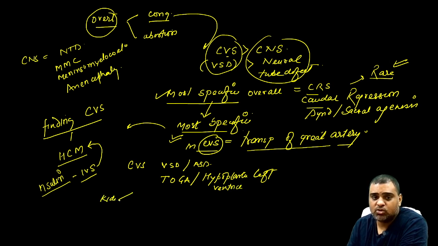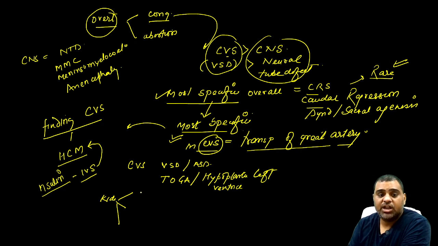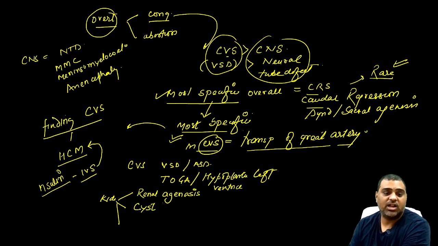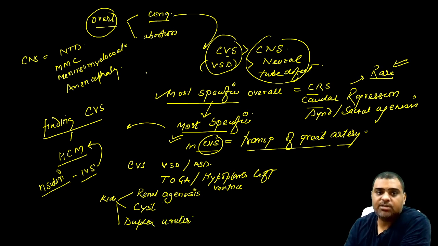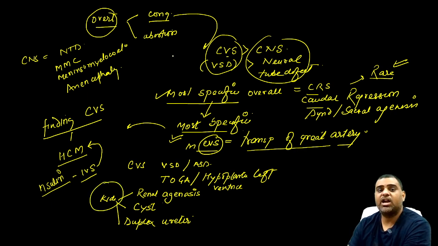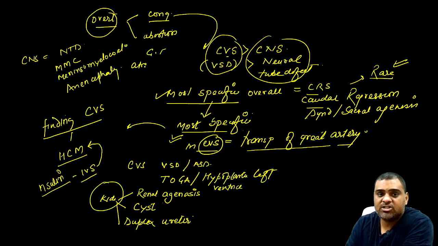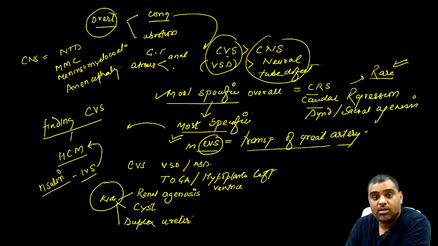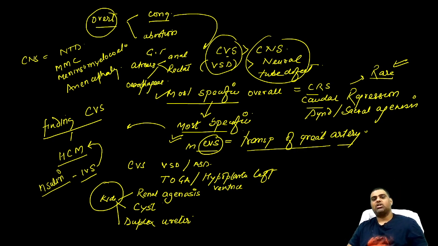In kidney, what can you see? You can see three things. Please remember them. It can be renal agenesis, second, cyst, and third, duplex ureter. And in GIT, it can cause anal atresia, rectal atresia, and esophageal atresia. So these are all the malformations, MCQs which can be asked in diabetes.